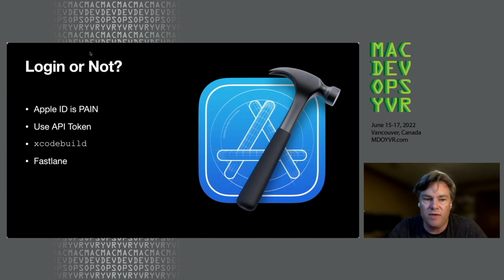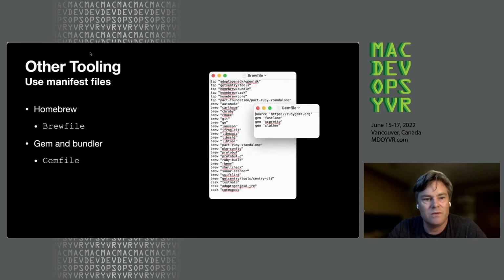So get over to an API token as quickly as you can on your Xcode builders. For other tooling, Homebrew and Gem and things like that, we use Brewfiles and Gemfiles. This is where it has a file that it will run and install everything in there.